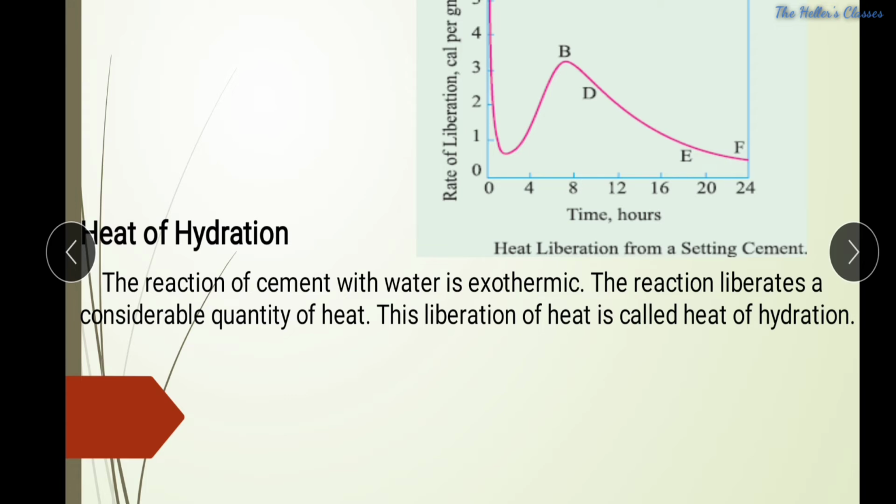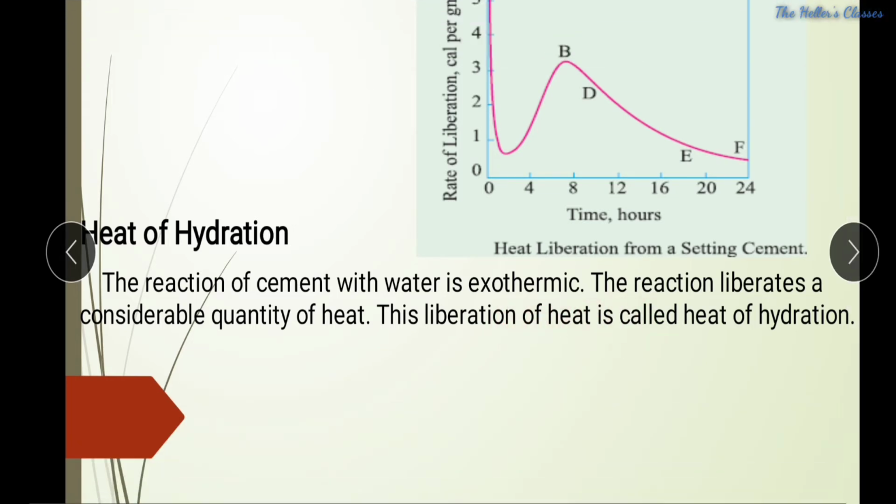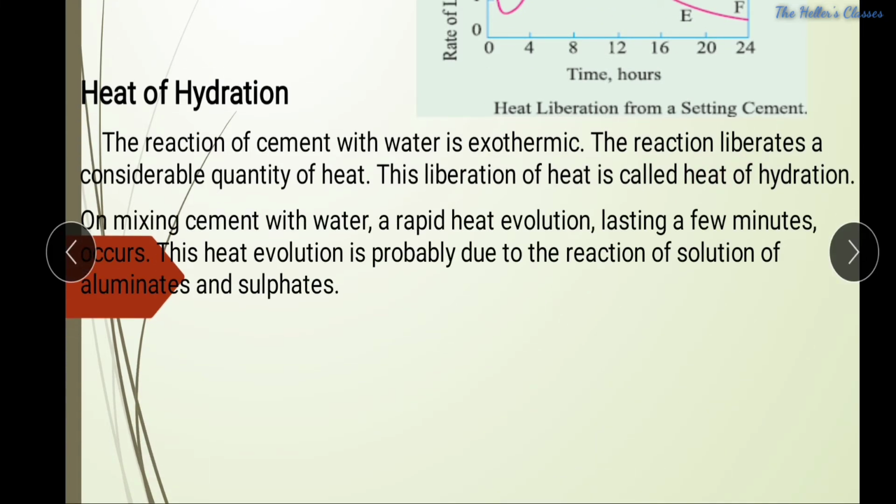Next, heat of hydration. Hydration of cement is different from heat of hydration. Heat of hydration is the heat released whenever cement reacts with water. It is an exothermic reaction. The reaction liberates a considerable quantity of heat, and this liberated heat is the heat of hydration.